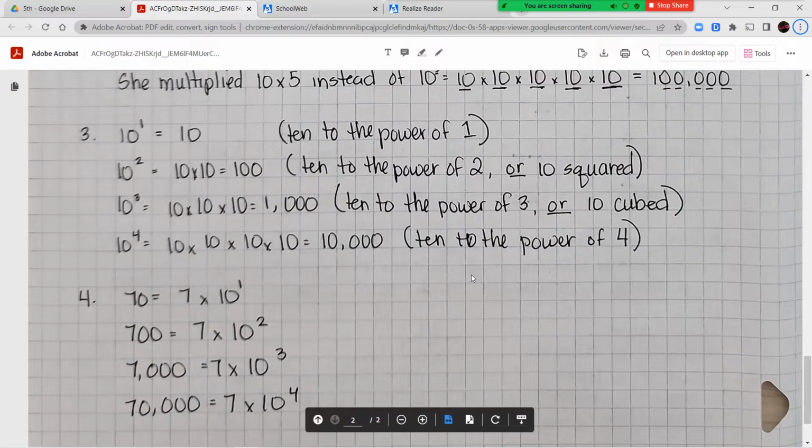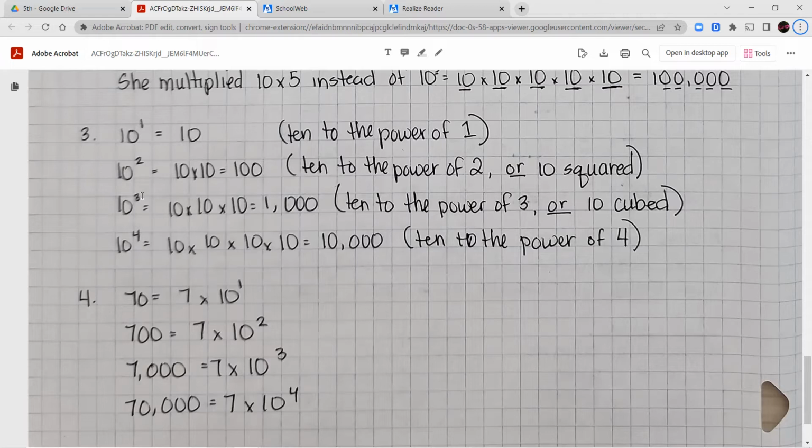So remember, when you're working with exponents, your exponent number tells you how many times you're going to multiply that base number times itself. And when you're working specifically with powers of 10, that exponent tells you how many zeros are going to come after your 1. So if it's 10 to the power of 1, you've got 1 zero. 10 to the power of 2 has 2 zeros, or 100. 10 to the power of 3 has 3 zeros, or 1,000, and so on and so on.